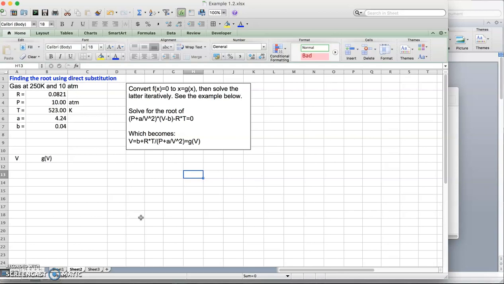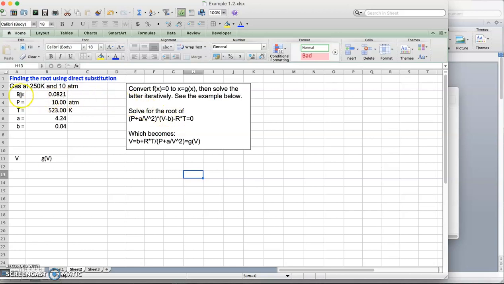For this method, we're going to look at the same example that we solved using the plotting technique in a spreadsheet. That was the equation of state, where pressure, volume, and temperature are related through the van der Waals equation of state, which is given by this equation. The goal was to find the volume for a given pressure and temperature. So today we're going to look at how we can find the root using direct substitution. Last time we looked at how we can estimate that root.